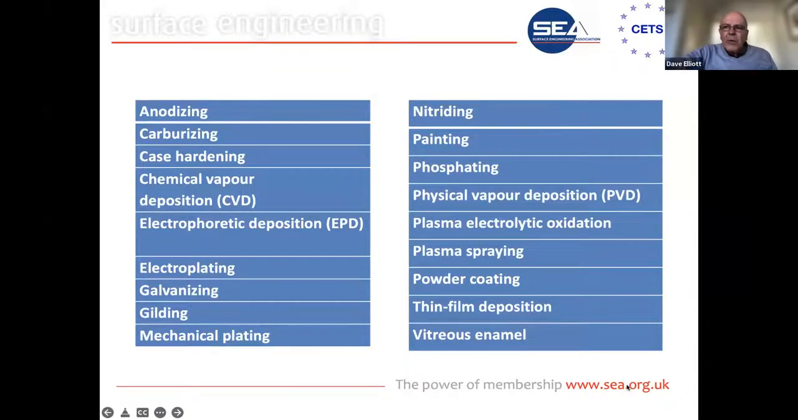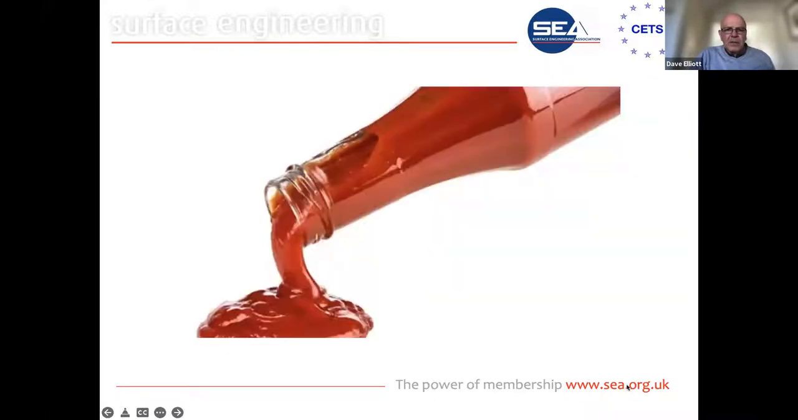Here's a quick overview of some of the surface engineering coatings, what we cover with surface engineering: anodizing, carburizing, case hardening, all sorts of different types of coatings, as you can see on the screen there. Some of the newer and more exciting ones are in thin film deposition, physical vapor deposition, and I'll come on to a couple of those. But let's have a look at some examples of surface engineering that can be classed as green.